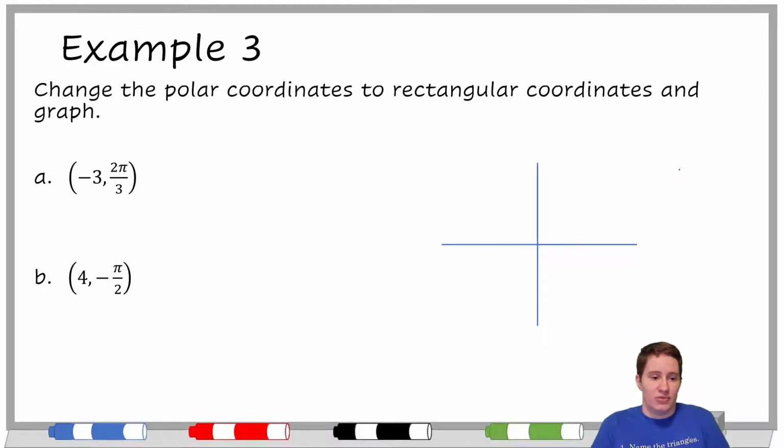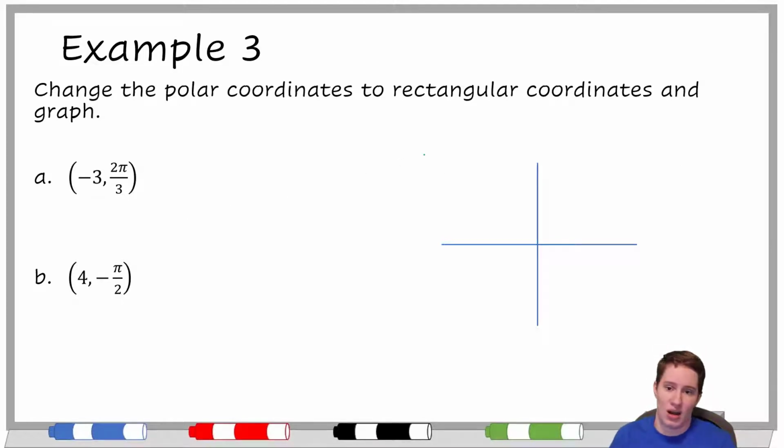Example 3 and example 4 say to change the polar coordinates to rectangular coordinates and graph. So I don't have on here that we need to use exact values. If we needed exact values, that would imply that we had special right triangles that we could use. If we want to just get the decimals, then we need to make sure that we're in the right mode on our calculator, because these angles are in radians.